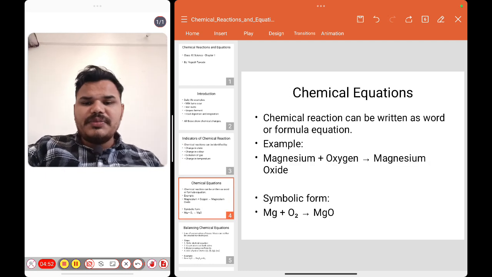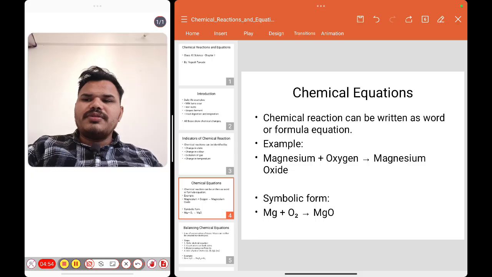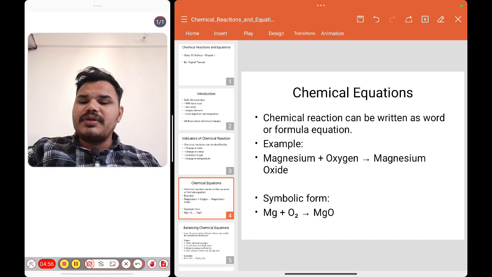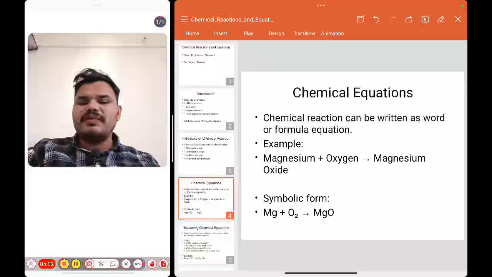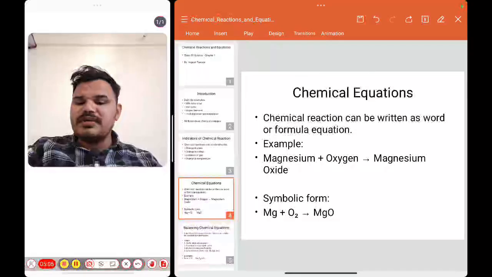Then the next one should be the chemical equation. Whatever reaction occurs between the different elements, and you get another product, it should be shown by one particular equation, which is nothing but a chemical equation.